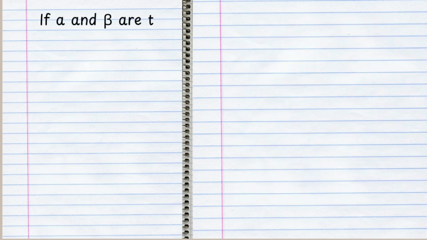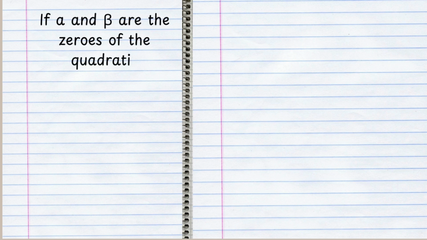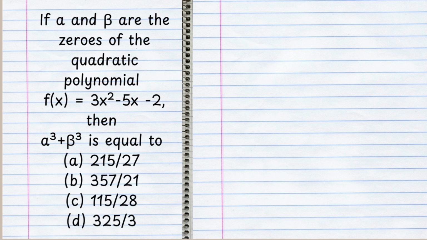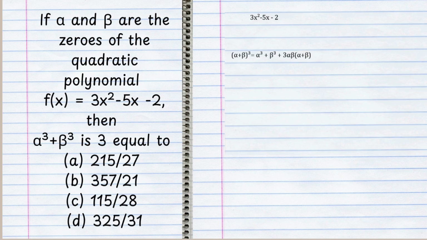If alpha and beta are the zeros of the quadratic polynomial f(x) equals 3x squared minus 5x minus 2, then alpha cube plus beta cube is equal to. Now, on comparing this given polynomial with the standard form, we can say a, the coefficient of the square term, is 3 in this case, b, the coefficient of the linear term, is minus 5, and c, the constant term, is minus 2 in this case.